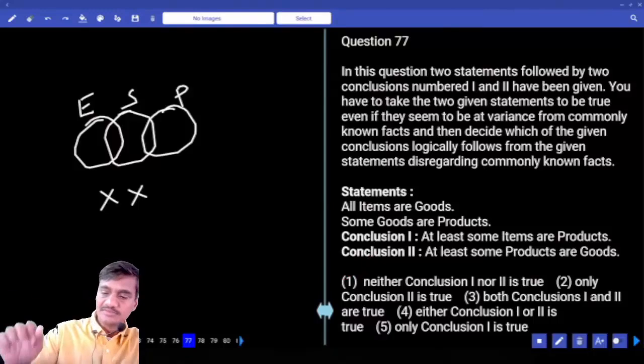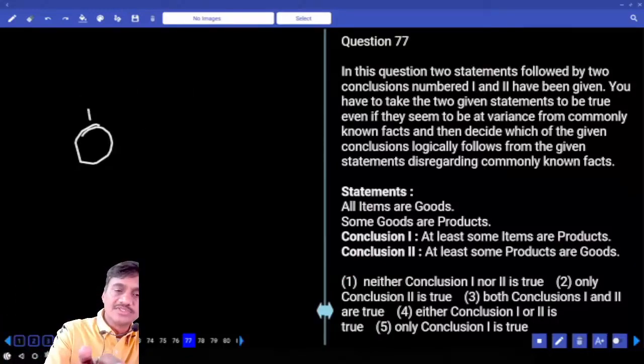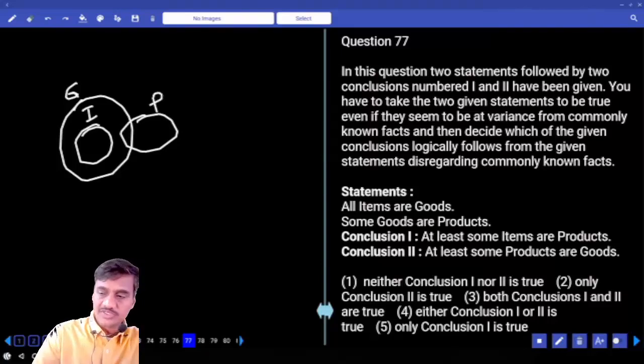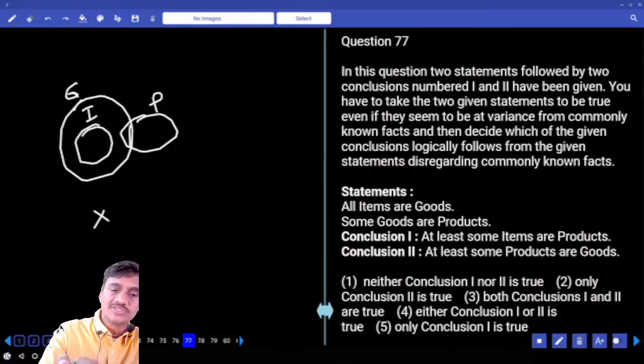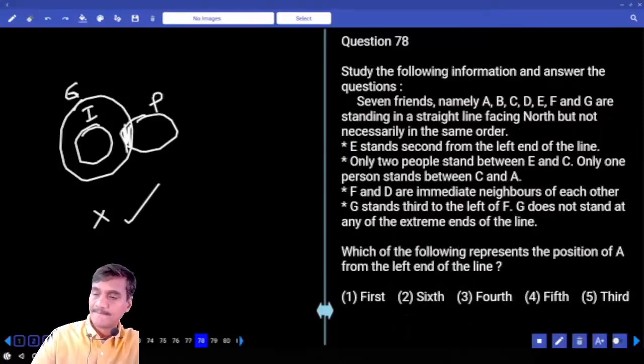Then 77. All items are goods. Now these are the items that are goods. And at the same time, some of the goods are products, good and product. Then the first one, some items are products, that is false. And some products are goods, this is the intersection between these two. Definitely true. Only 2, that is choice 2, question number 77.